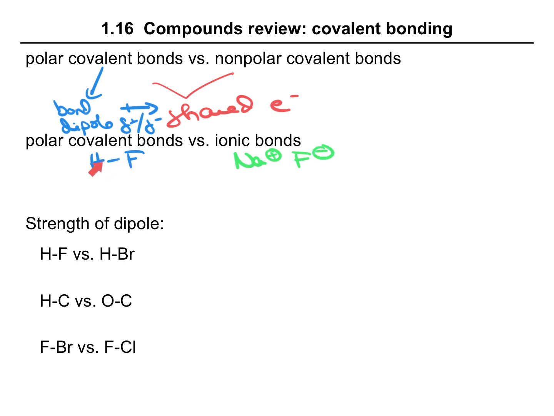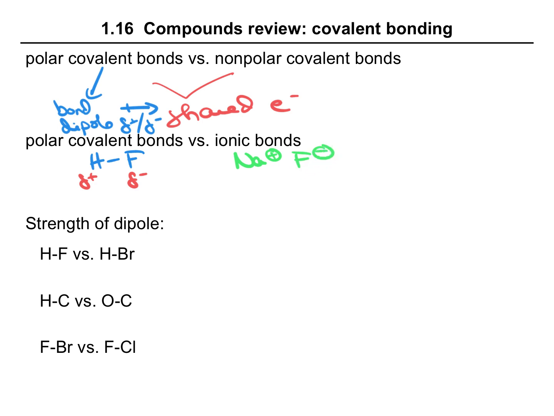So here we use the line that tells us that we have a shared pair of electrons, but we know that they are shared unevenly, so it results in partial charges. Our bond dipole gives us partial charges, so that our hydrogen has a partial plus, our fluorine has a partial minus. Contrast that with sodium fluoride, where sodium has a full positive charge and fluorine has a full negative charge.